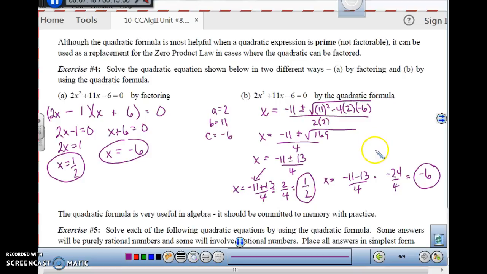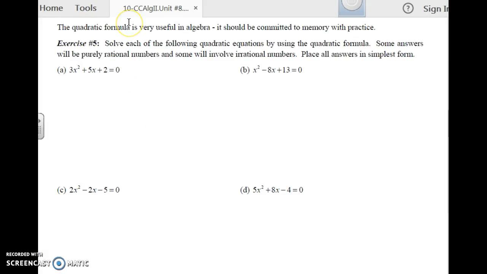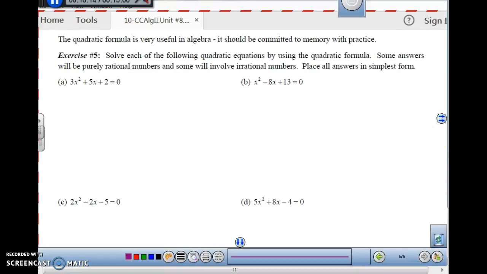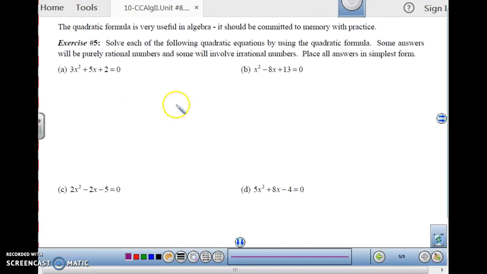Rule of thumb, if you can factor it, factor it. If you can't factor it, use the quadratic formula. Usually factoring is faster if you can do it. But if it's a bigger factor, use the quadratic formula. All right, so the quadratic formula is very useful. We can use it on any quadratic, whether it's factorable or not.